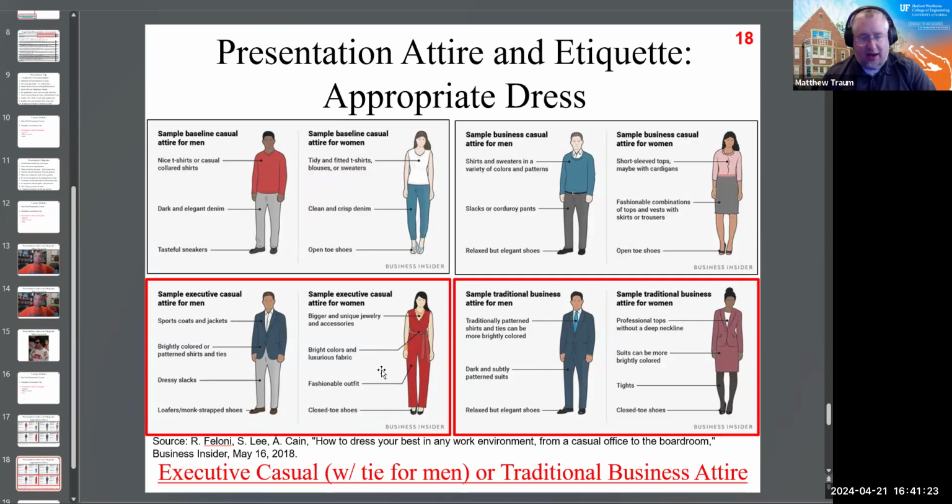For other students, just take a look at the executive casual all the way up to the traditional business attire and make appropriate decisions, based on trying to land within one of these 2 quadrants.